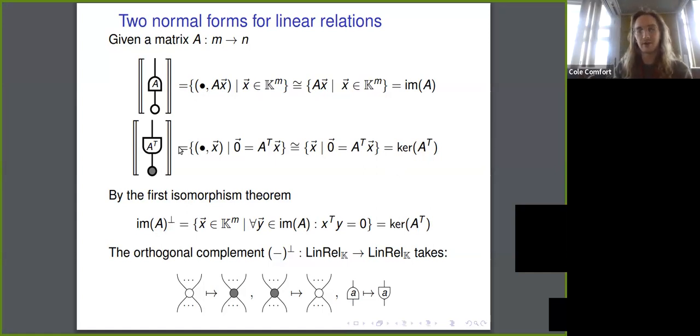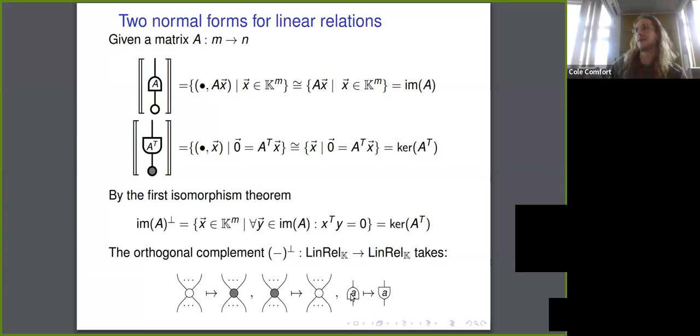But what you can get from this, by putting this all together, is that the orthogonal complement functor, or the orthogonal complement of linear subspaces, extends to a map between linear relations in itself. What it does is it changes the colors. So it sends copying and co-copying to addition and co-addition, addition and co-addition to copying and co-copying, and it sends multiplication to dividing.